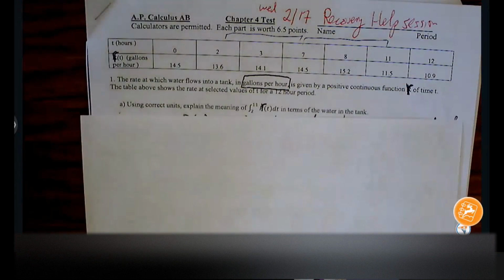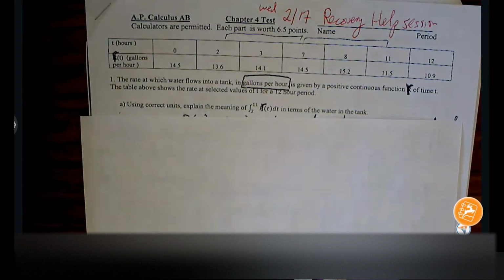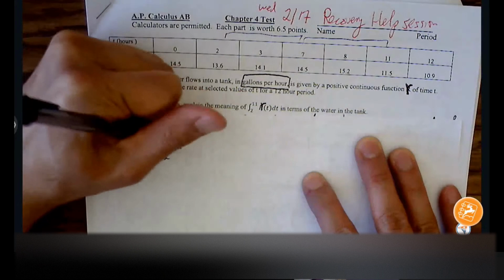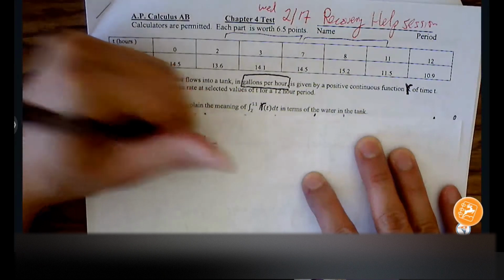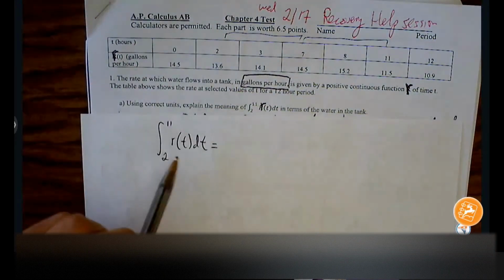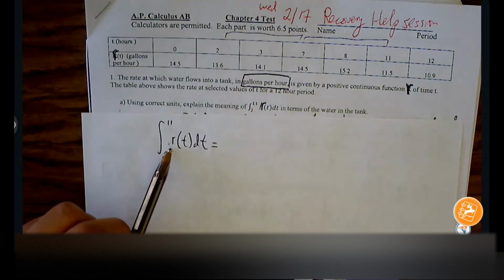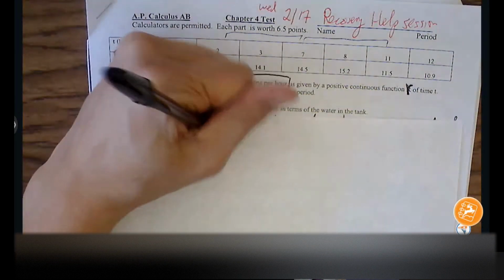Part A says, using correct units, explain the meaning of the definite integral from 2 to 11 of r of t. If I take the antiderivative, that means I'm changing the units. So lowercase r is going to turn into uppercase R.